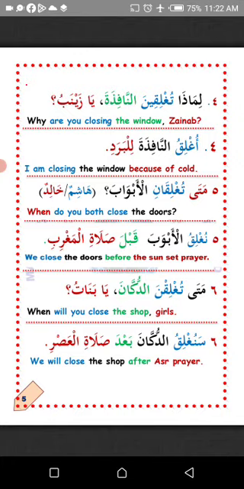نغلق الأبواب قبل صلاة المغرب. نغلق الأبواب, we close the doors, قبل صلاة المغرب, before the sunset prayer. ستة, number 6.